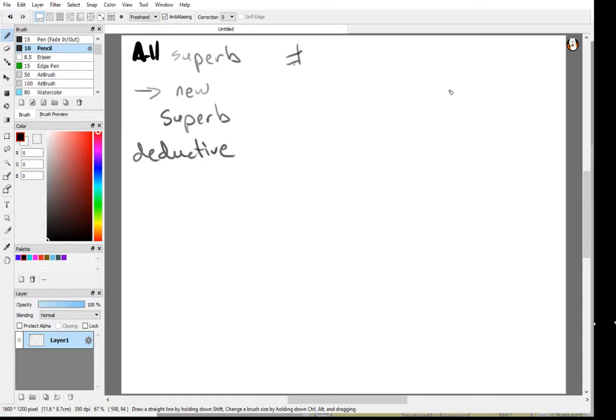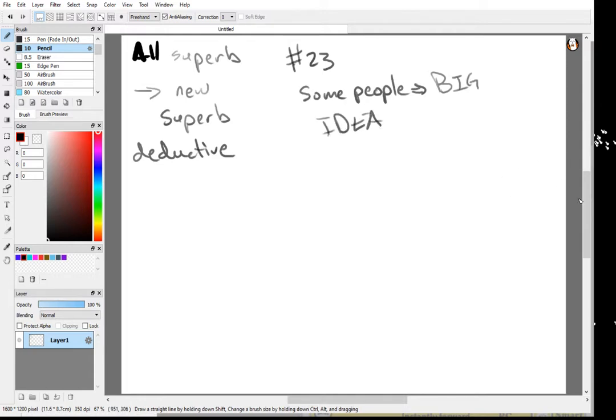So number 23, some people leads us to a general idea. I'm going to write big idea. That is full-on inductive, right? It's totally false. I mean, it's a weak argument. I think it's more along the lines of painters whose names we know are great. I think that's a lot better statement of that.